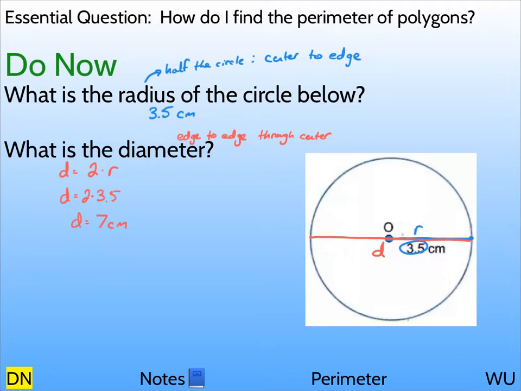A lot of people get that confused where they switch which one is which. Remember that the radius is the small one. Radius is like half of the circle. The diameter goes the whole way across the circle.